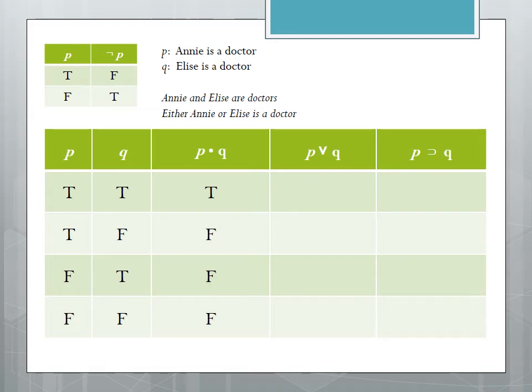Scratch that. We'll work from top to bottom again. Okay, so now we have the sentence either Annie or Elise is a doctor. And we're supposing that it's true that Annie is a doctor and it's true that Elise is a doctor. You might find yourself somewhat conflicted about how to evaluate the sentence either Annie or Elise is a doctor if both P and Q are true.